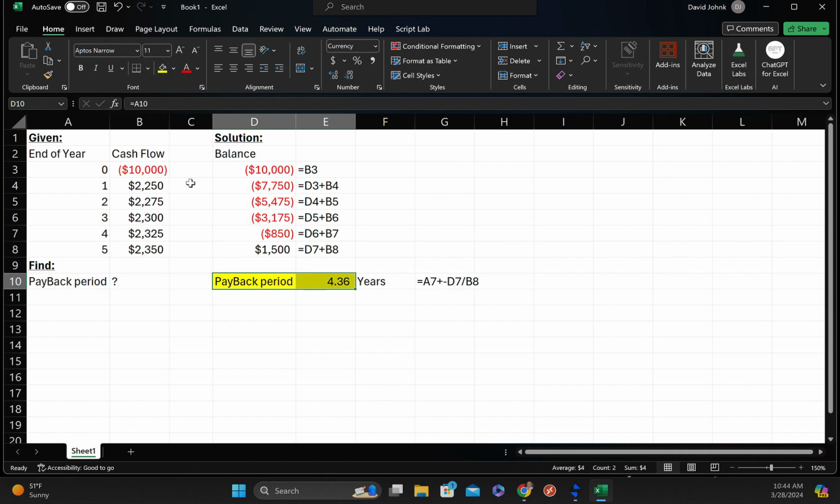It took 4.36 years. And you can see that 0.36 years is 850 over 2,350. That's how much you owed, and this is how much you're gonna get the next year. So that's the fraction. I made that negative to make sure that that becomes positive, and that's it.